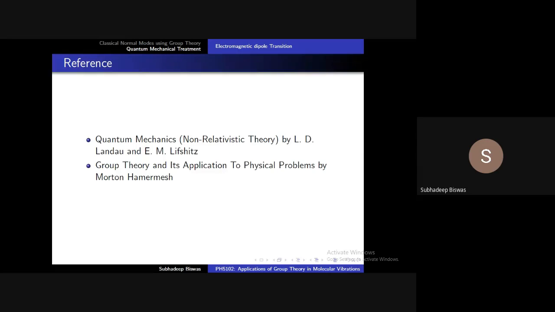So I've used mainly these two references for my talk. The classical part was actually taken from this book by Landau and Lifshitz, and the quantum mechanical part is taken from this book. For example, the picture that I showed, the typical energy level, is taken from this book.